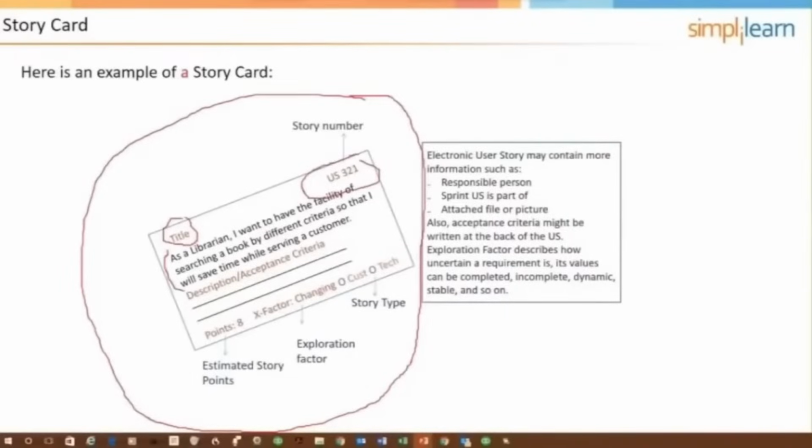As a librarian, I want to have the facility of searching a book by different criteria so that I will save time while serving a customer. Then there might be some other descriptive words or links to other information that might be necessary. And then there would be acceptance criteria or tests. Sometimes these get included on the back of the card, but the point is that they are on the card. Then there will be an estimate of size.